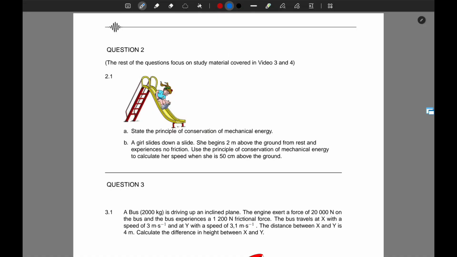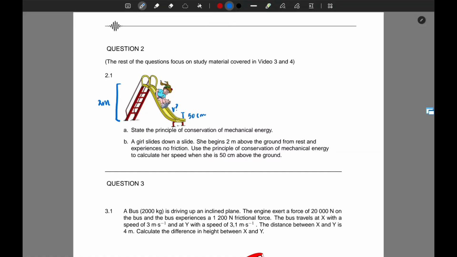The next question asks, she begins 2 meters above the ground, so the slide's height is 2 meters. And friction is negligible. No friction. Use the principle of conservation of mechanical energy to calculate her speed when she is 50 centimeters above the ground. Find her velocity. Now this question may seem unsolvable at first because we're not given her mass. So how we're actually going to do this is by using the conservation of mechanical energy to equate potential and kinetic energy.